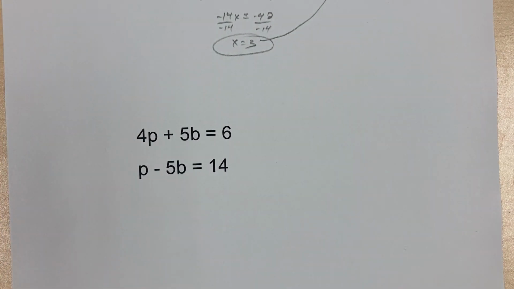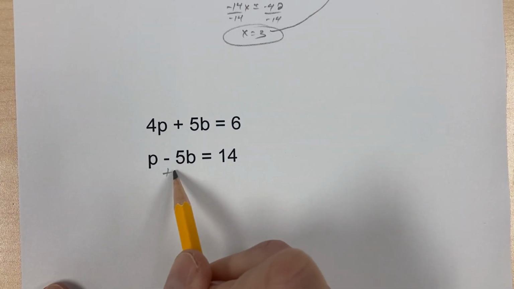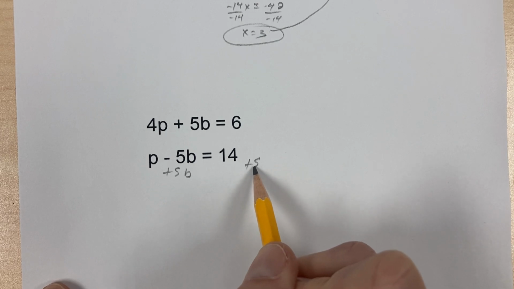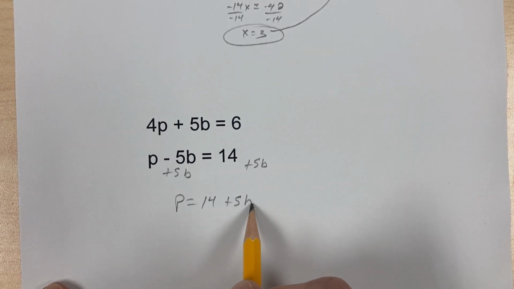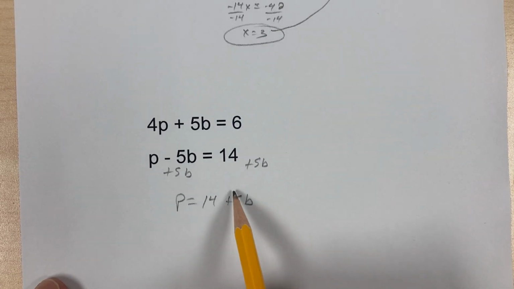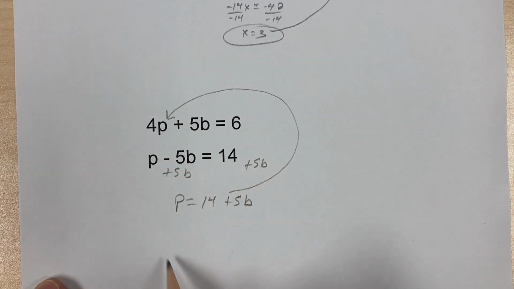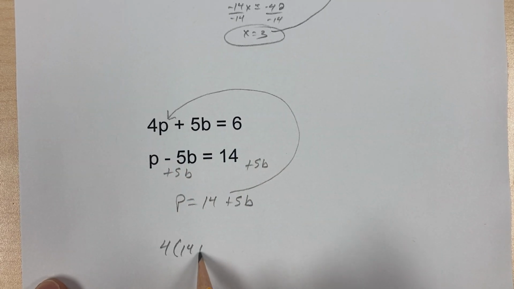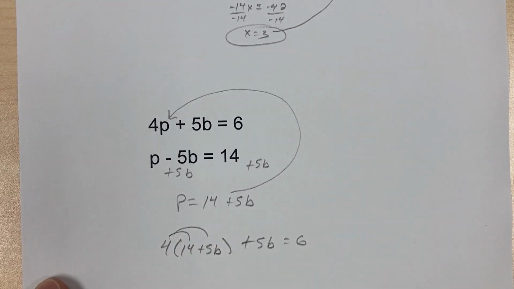So when I look at this, same thing. I want to try to get this variable by itself, so I'm going to add 5b. Add that over here. We'll get p equals 14 plus 5b. I want to put that in for p in the other equation. So instead of 4 times p, we're going to go 4 times 14 plus 5b, plus 5b equals 6. Okay, we're going to distribute.